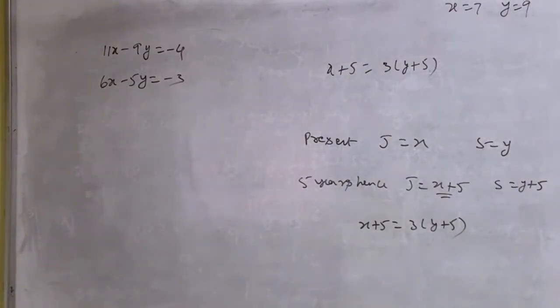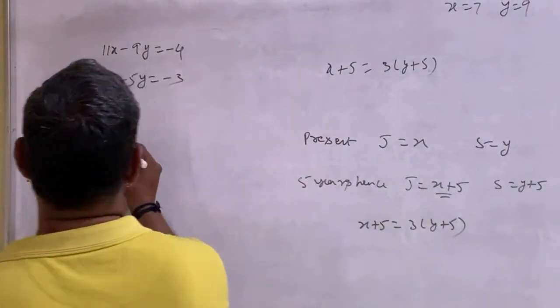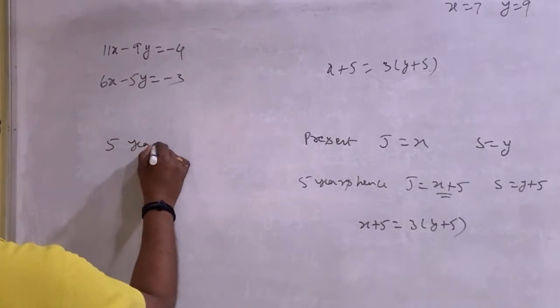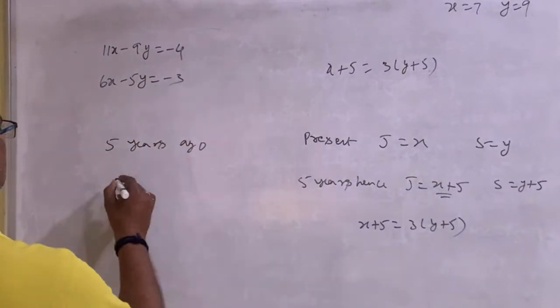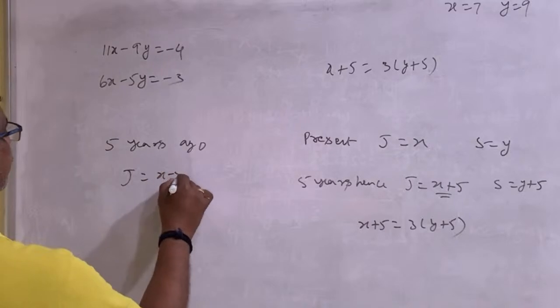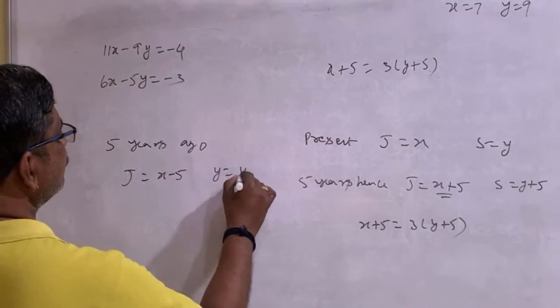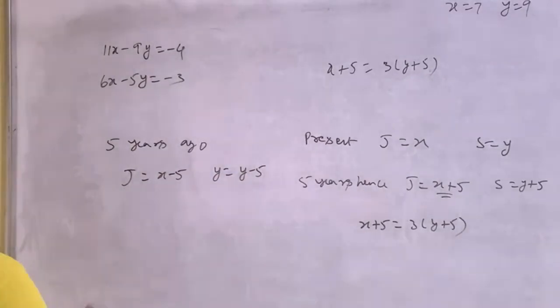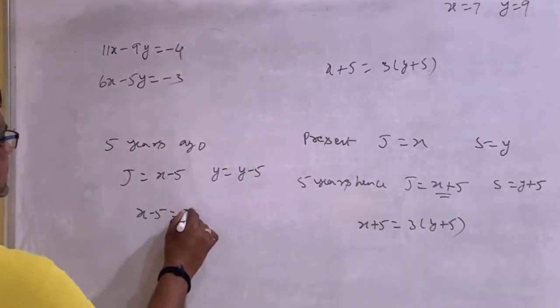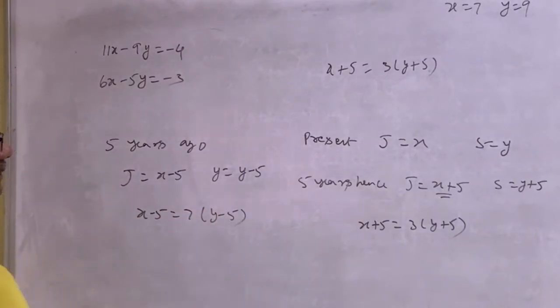Now, second condition, 5 years ago. 5 years ago means Jacob becomes x minus 5 and his son becomes y minus 5. So this x minus 5 is 7 times y minus 5.